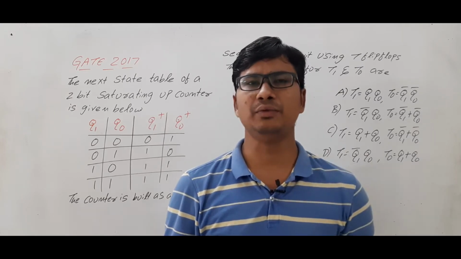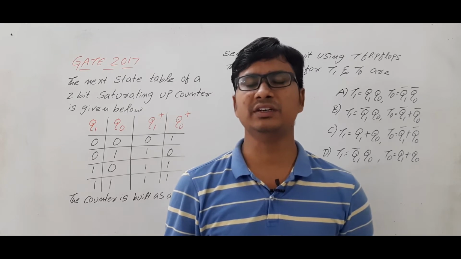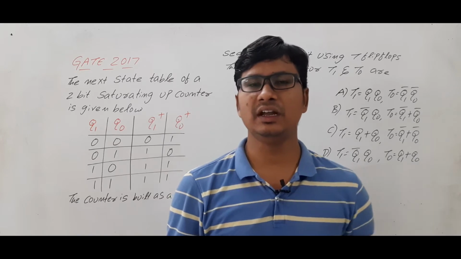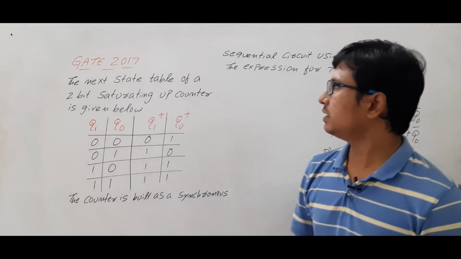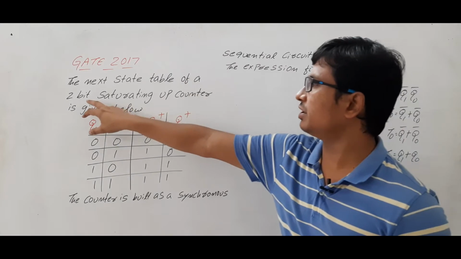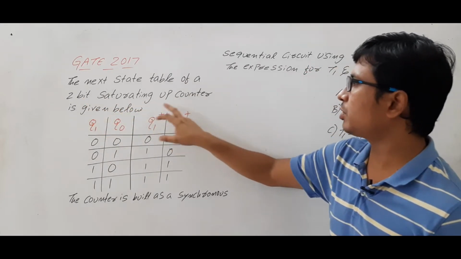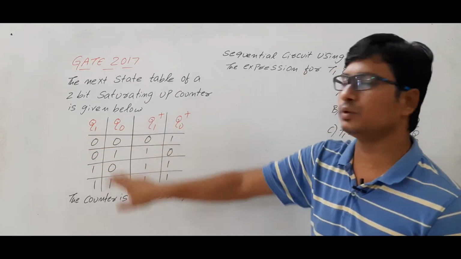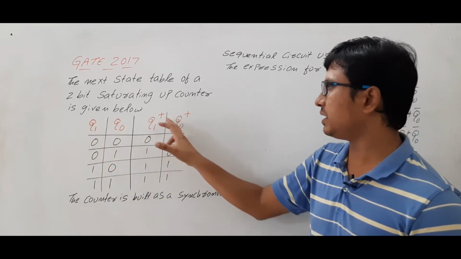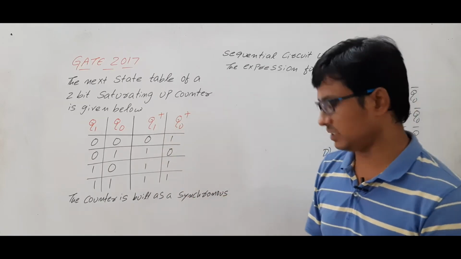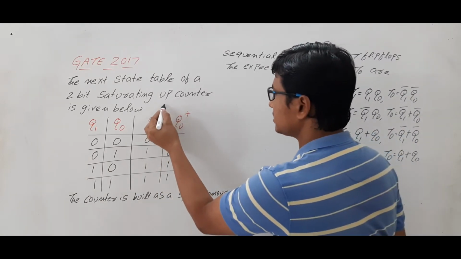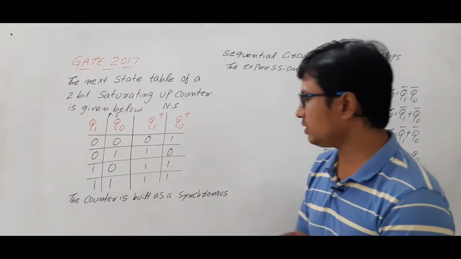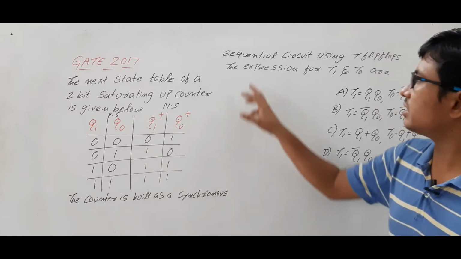In this video, I want to discuss one of the GATE questions which came in the year 2017. First, let me read out the question, then I will discuss the solution with you. The next state table of a 2-bit saturating up counter is given below. The state table consists of Q1 and Q0 as the present states, Q1+ and Q0+ as the next states. To make you understand, let me write: this is the next state and this is the present state. The counter is built as a synchronous sequential circuit.